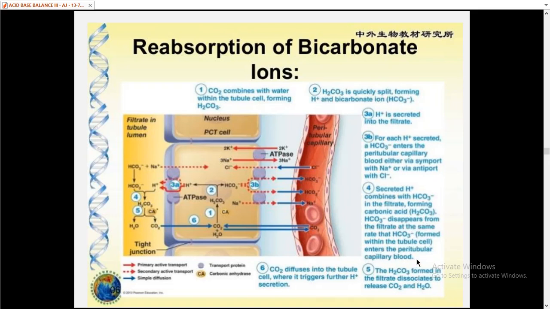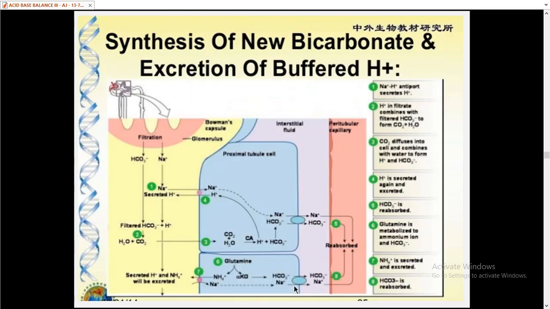peritubular capillary blood. This carbonic acid formed in the filtrate then dissociates into carbon dioxide and water, and this carbon dioxide then diffuses into the tubular cells where it triggers further hydrogen ion secretion. This is the synthesis of new bicarbonate and excretion of the buffered hydrogen ions.